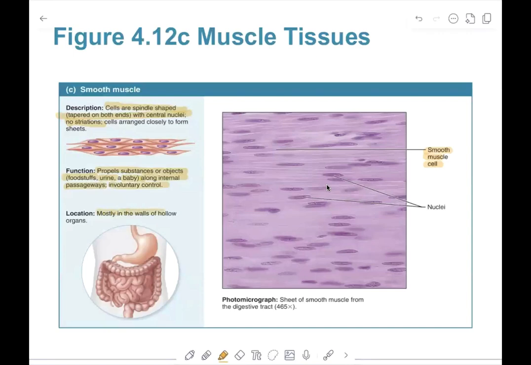So it's found in the walls of most hollow organs. Some of the places we might find them are the walls of the GI tract, the ureters, which are part of the urinary system, the uterus, and also blood vessels. So the lining of the blood vessels is epithelium, under that is connective tissue, and then smooth muscle.